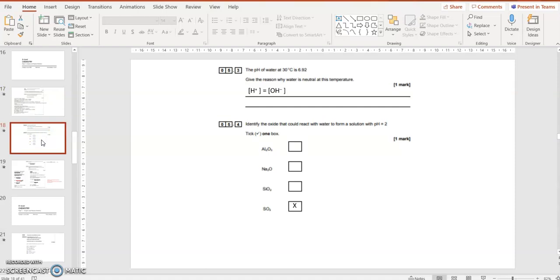5.3, the reason why water is neutral. Something's neutral if H plus concentration equals OH minus concentration. It's nothing to do with the pH. Identify the oxide that could react with water to form a solution with pH 2. Non-metals, things on the right: the oxides of non-metals like phosphorus and oxygen and chlorine, anything on the right hand side, any non-metal oxides are acids. You know already that sulfur dioxide causes acid rain.